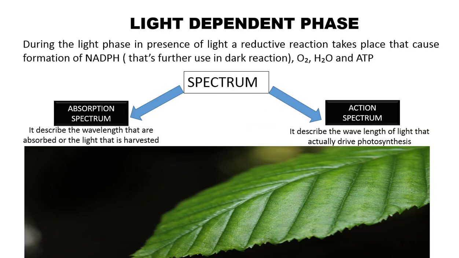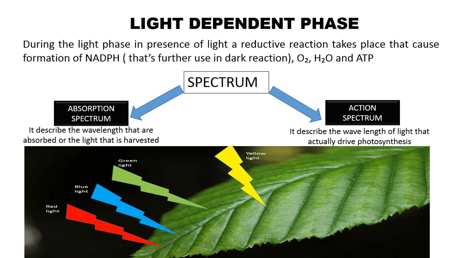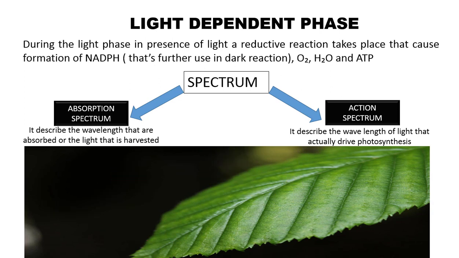Next is the light dependent phase. The light dependent phase is the phase of photosynthesis that we cannot perform without the presence of light. In this phase, a reductive reaction takes place that causes the formation of NADPH, that is further used in the dark reaction, and also produces O2, H2O, that is water, and ATP.